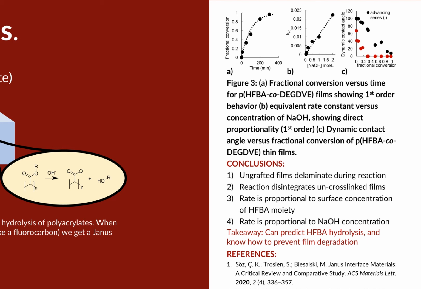From this work, we're able to conclude that silane grafting prevents film delamination during reaction, cross-linking prevents film dissolution during reaction, and the rate of hydrolysis is proportional to the surface concentration of HFBA and the bulk concentration of sodium hydroxide. These findings enable more control over the fabrication of Janus materials using these methods, and they give us some expectation of what is required in order to use these methods. They also may help us better understand the environmental degradation of PHFBA, or poly-HFBA, as a function of pOH, or the amount of OH ions in solution, which is relevant to many applications of this polymer.